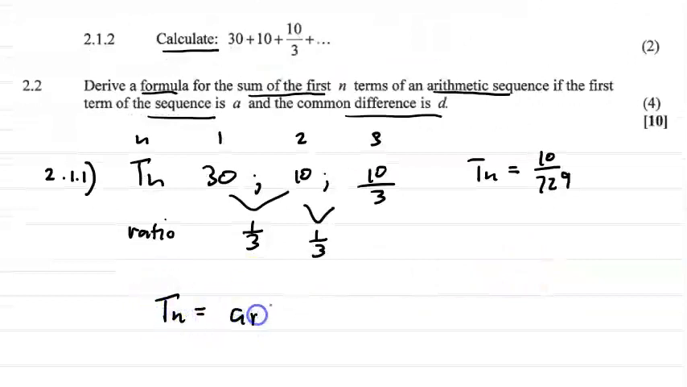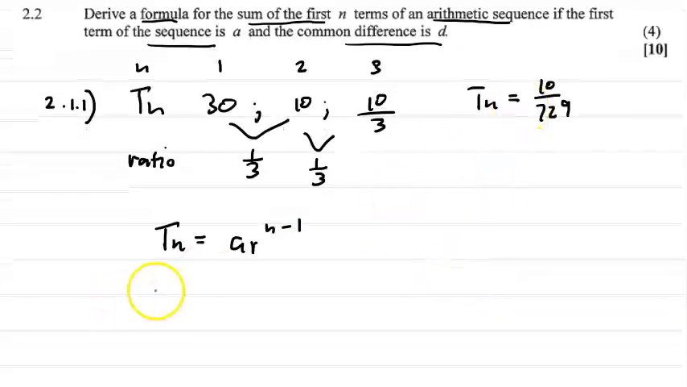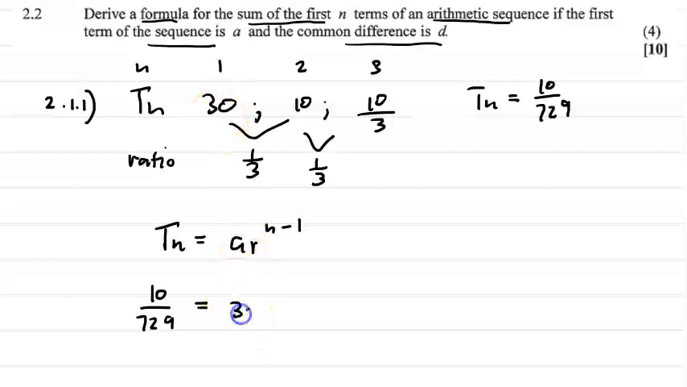Tn equals A R to the n minus 1. Let's substitute what we were given. 10 over 729 equals A, the first term of our sequence, which is 30, times R, our ratio, which is 1 over 3, to the n minus 1. So let us now solve for n.